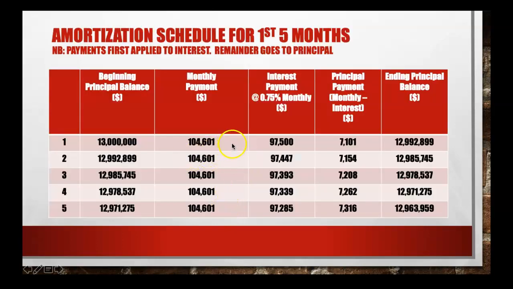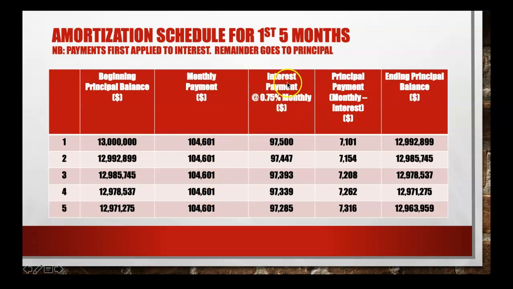All right, next, the amortization schedule. So it's important to note that payments are first applied to interest, with the remainder of the payment going to principal. So each month we're going to be calculating the interest charge first, and then the rest of the money will go to principal. So we start with our beginning balance, which is the loan amount, 13 million. We state our monthly payment, and then we go ahead to calculate our interest charge.